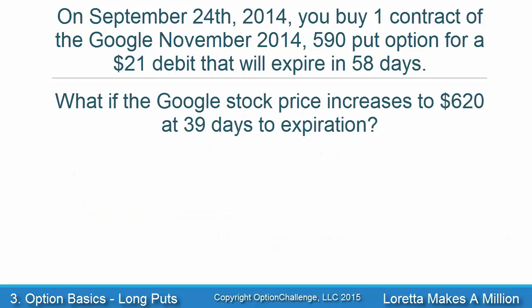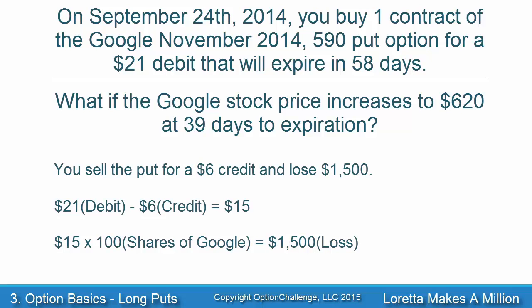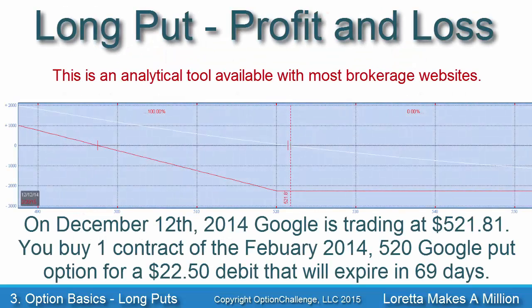Question: what if the Google stock price increases to $620 at 39 days to expiration? You check the market and you can sell the put for a $6 credit. You lose $1,500. Here is how the loss is derived. You subtract the $6 credit received to sell the put from the $21 debit paid to buy the put. $15 times 100 shares of Google would equal $1,500. You have a loss, but not a max loss, of $2,100.